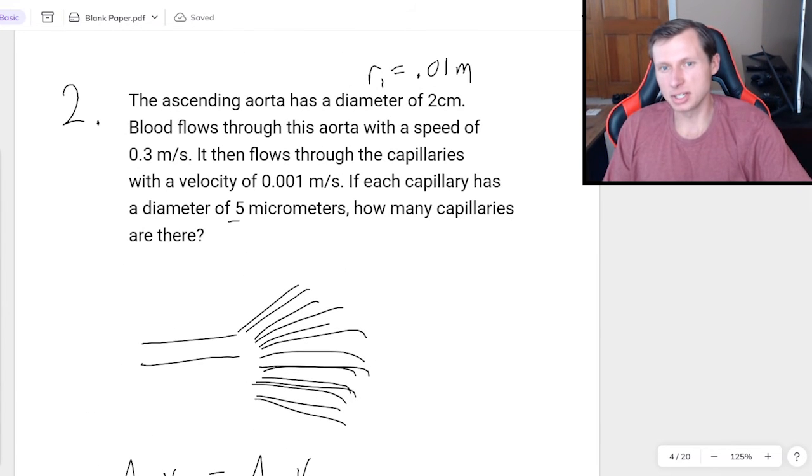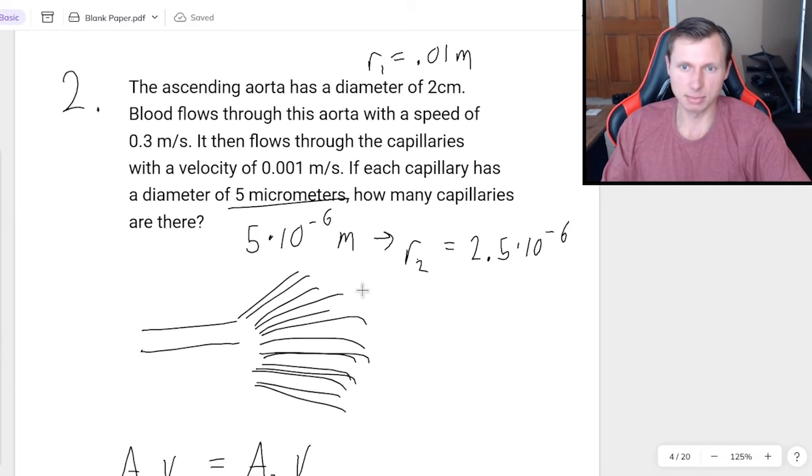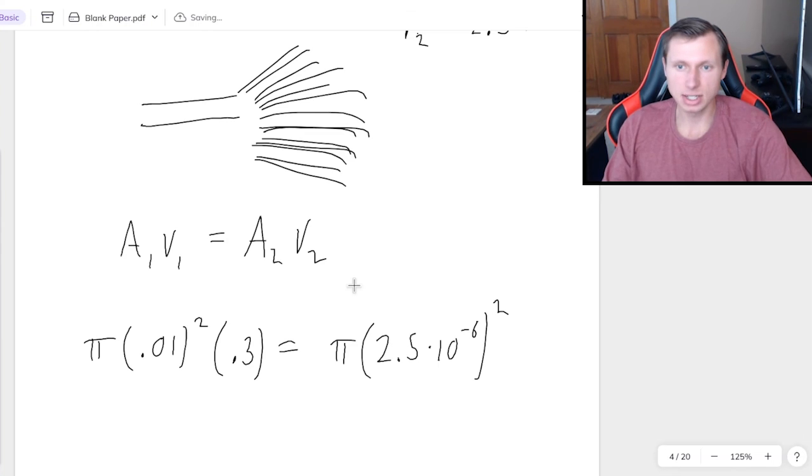So the diameter is 5 micrometers. Remember, that's 5 times 10 to the minus 6 meters. And then dividing that by 2 to get to radius. Radius 2 is going to be 2.5 times 10 to the minus 6th. And I'm going to plug that in for A2. Pi times 2.5 times 10 to the minus 6 squared times the velocity, which we do know, 0.001.